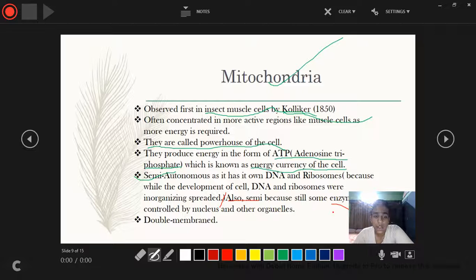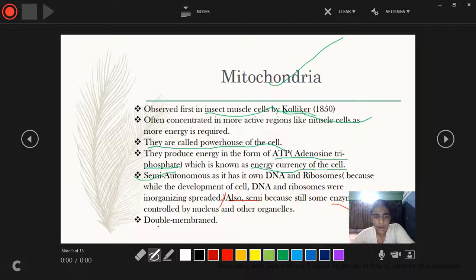Why does it have them? Because during the development of the cell from the prokaryotic cell to the eukaryotic cell, the DNA and ribosomes were spread in an unorganized way, here and there. Some remained in the cytoplasm, some in some other organelle, some went to the nucleus. More went to the nucleus. Mitochondria and plastids had a great part of this DNA and ribosome due to the unorganized spreading.